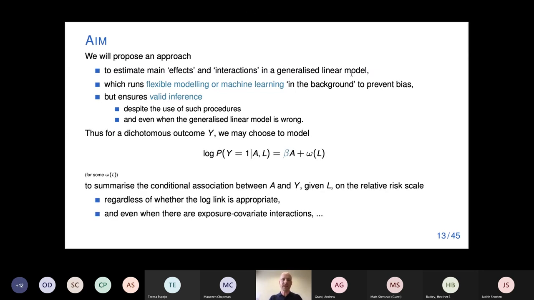So to give you a bit of an idea, suppose we have a dichotomous outcome, then I may choose deliberately to work with a log link in the generalized linear model, because that helps me to summarize the conditional association between exposure and outcome given L on the relative risk scale, which is convenient. And we may also deliberately choose to leave out interactions between the exposure and the covariates, again, because perhaps our interest is in the main exposure effects and much less so in the interactions. So we may deliberately go for certain simplifying choices because the inference that we will provide is going to be valid, in a sense that I'll clarify, even when this model is misspecified.